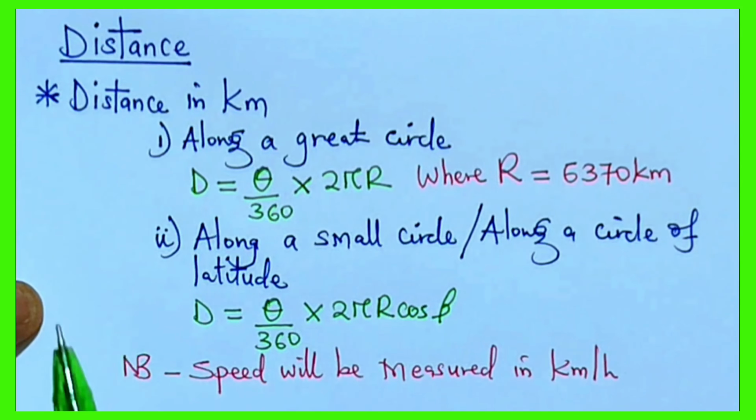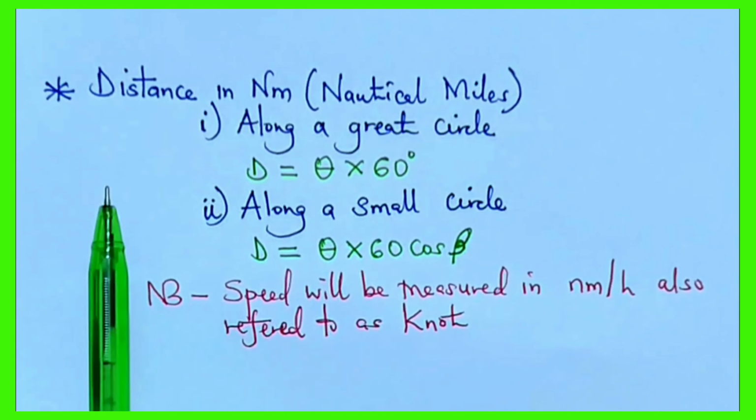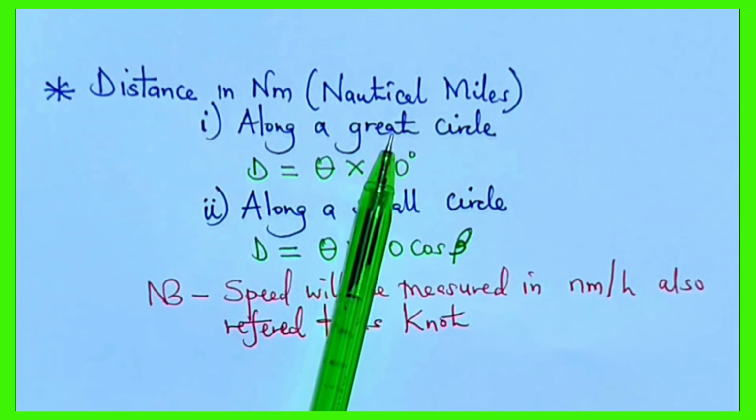Now you're going to consider the fact that that will be a latitude whose radius will be equal to r cos beta. Under this category, when we are considering speed, speed will be measured in kilometers per hour. The next category is finding distance in nautical miles.